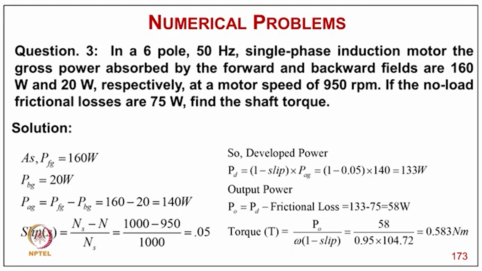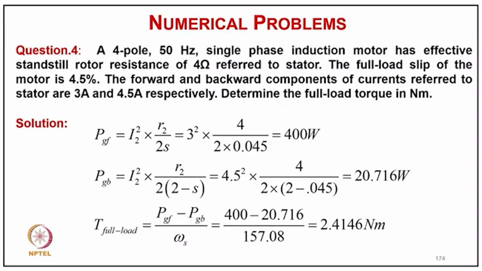So PFG minus PBG is 140, and the slip for this motor comes to about 0.05 by the formula. The developed power PD equals (1 minus slip) into 140, which comes to 133 watt. Output power is PD minus friction losses, 133 minus 75, which is 58 watt, and the torque produced is P over ω(1 minus slip), so it comes to 0.583 Newton meter.